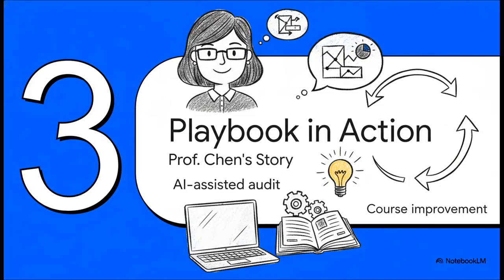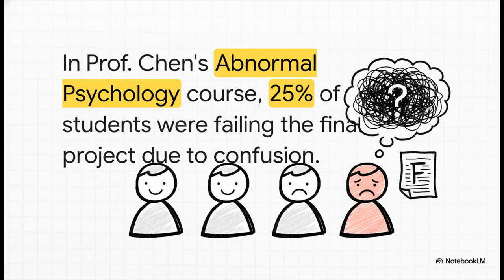I know this can all sound a bit abstract, so let's make it real. Let's walk through a quick story of a professor, we'll call her Professor Chen, who used this exact playbook to solve a really frustrating problem she was having in her class. So here was her situation. In her abnormal psychology course, about a quarter of her students, 25%, were failing the final project. And it happened year after year. The feedback was always the same. They just didn't seem to get how to apply the theories to the case studies she gave them.